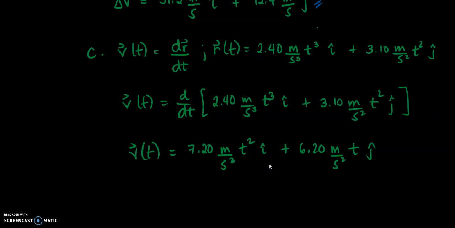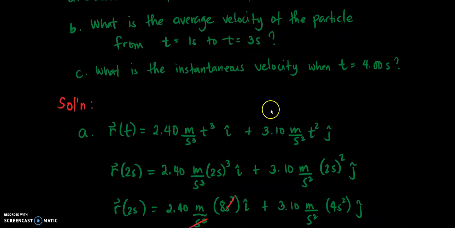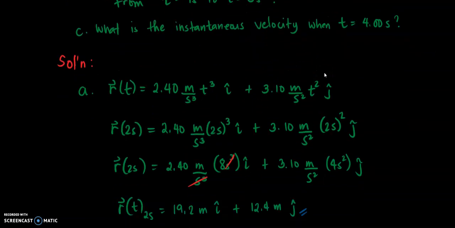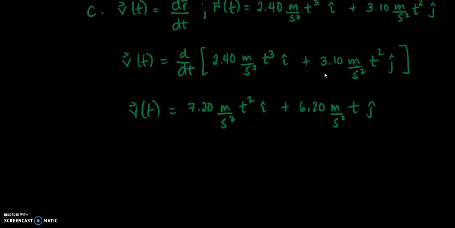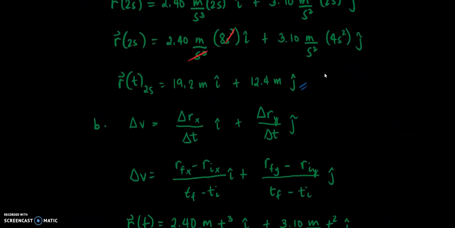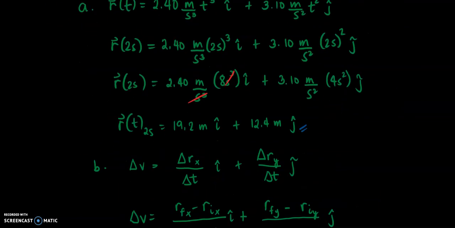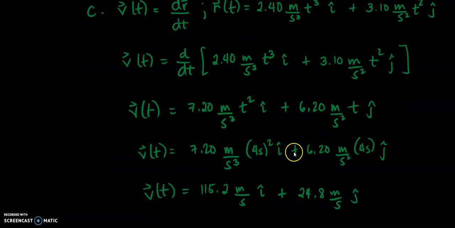Okay, this is the instantaneous velocity equation, but we're looking for the instantaneous velocity when t is equal to 4 seconds. So we will just evaluate this by substituting t equal to 4 seconds into this equation. So we have 7.20 meters per second cubed times 4 seconds squared i hat plus 6.20 meters per second squared times 4 seconds j hat. So the instantaneous velocity when t is 4 seconds is 115.2 meters per second i hat plus 24.8 meters per second j hat.